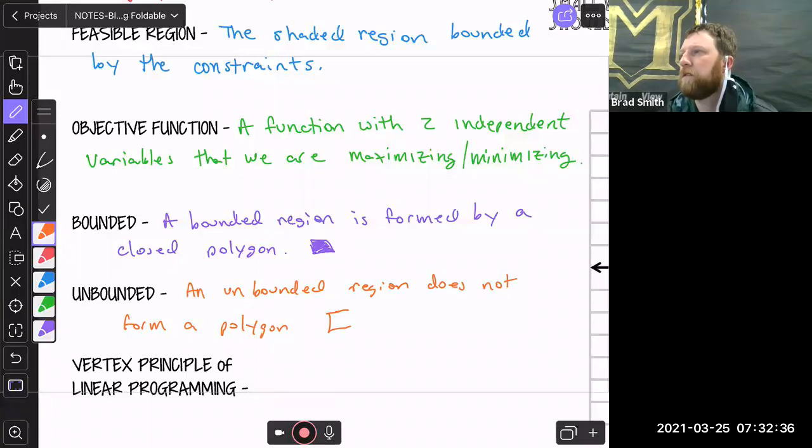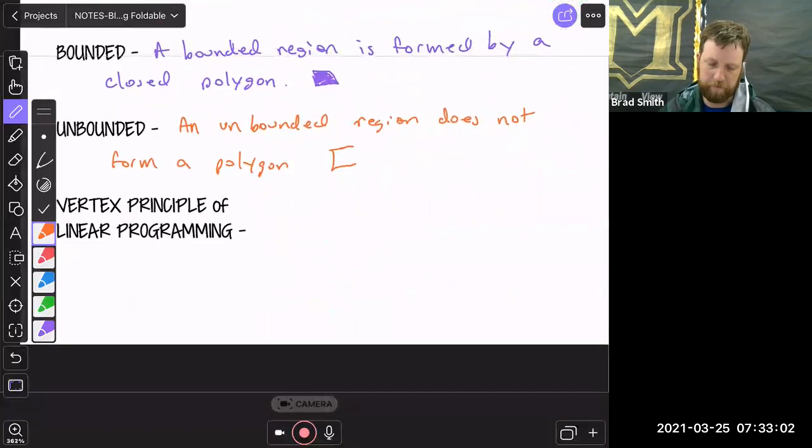The next two are bounded and unbounded. A bounded region is formed by a closed polygon, so you can actually close it and color it in. All the different sides of the polygon are there. An unbounded region does not form a complete polygon, so you're going to have an open side. That's the difference between bounded and unbounded.